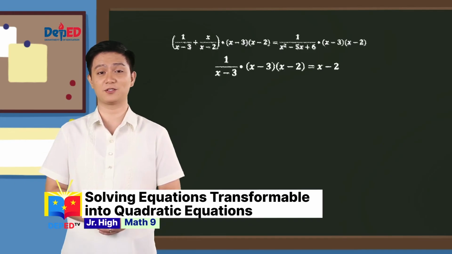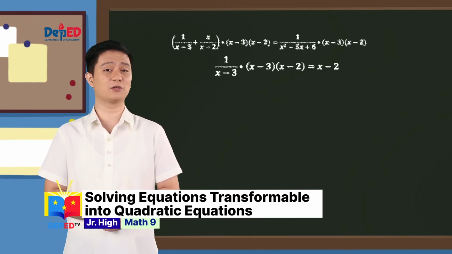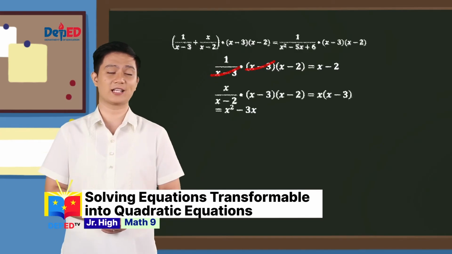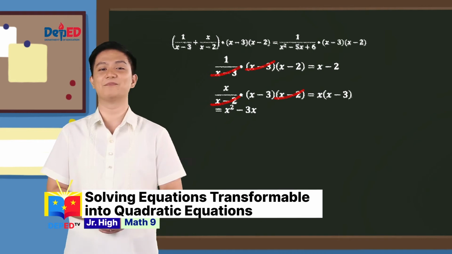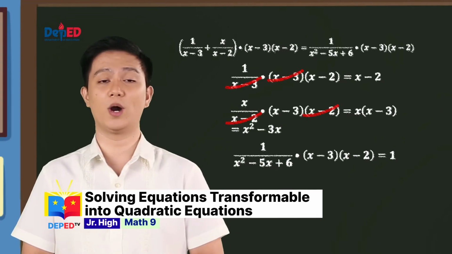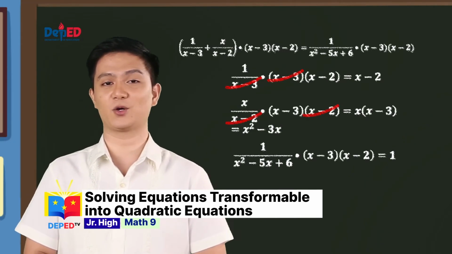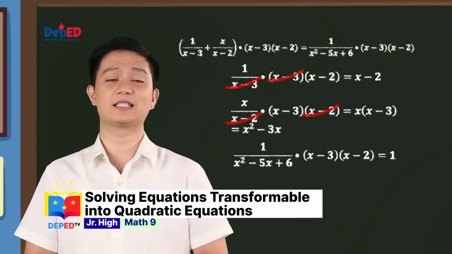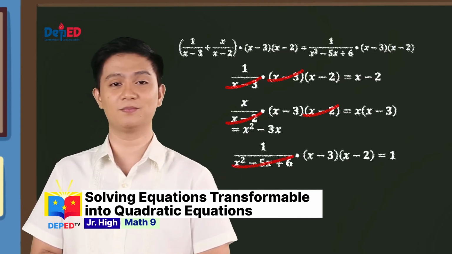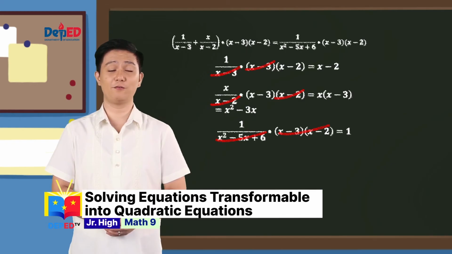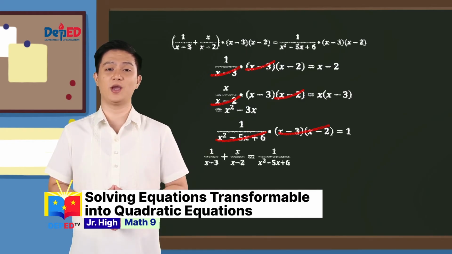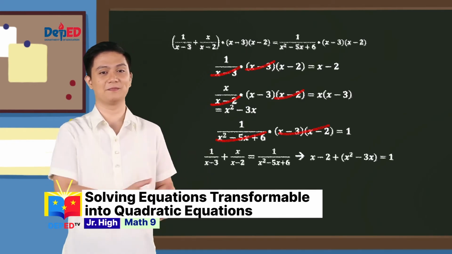1 over x minus 3 times the LCD is equal to x minus 2. x over x minus 2 times the LCD is equal to x squared minus 3x. 1 over the trinomial x squared minus 5x plus 6 times the LCD is equal to 1. Therefore, the rational algebraic equation can be written this way.